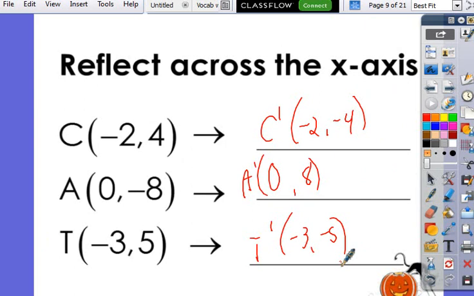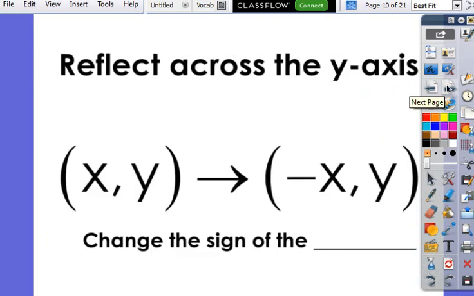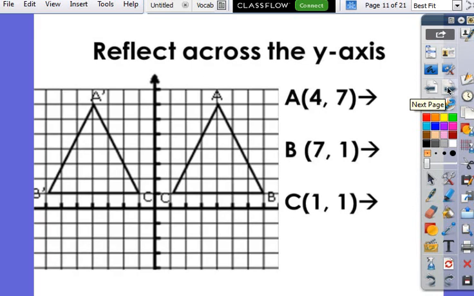Then we got to reflecting across the y-axis. Reflecting across the y, we're going to change the sign of the x. Which way is this going to reflect? Either left or right, depending on where you start. So negative 4, 7. Negative 7, 1. Negative 1, 1. Alright, so B prime, negative 7, 1. C prime, negative 1, 1.